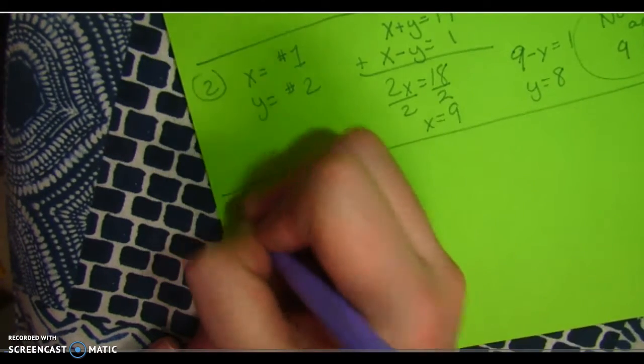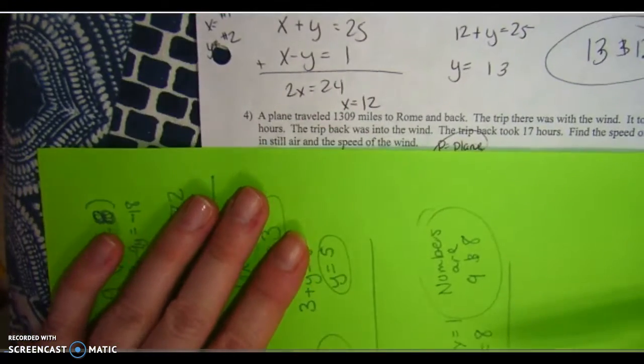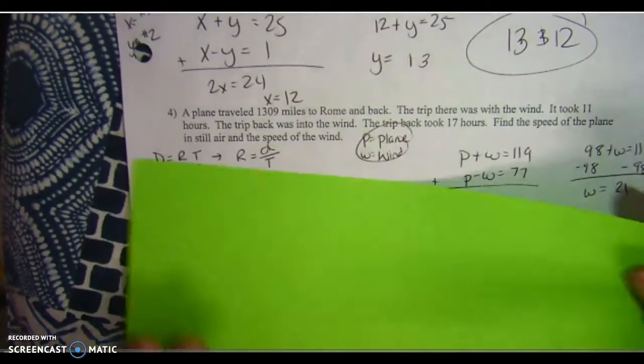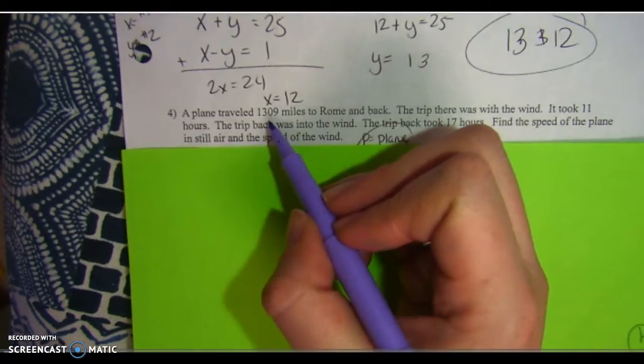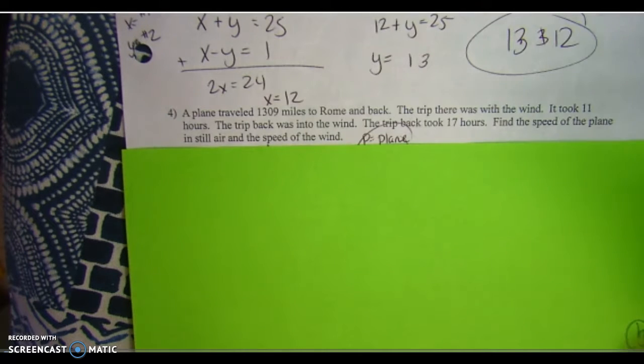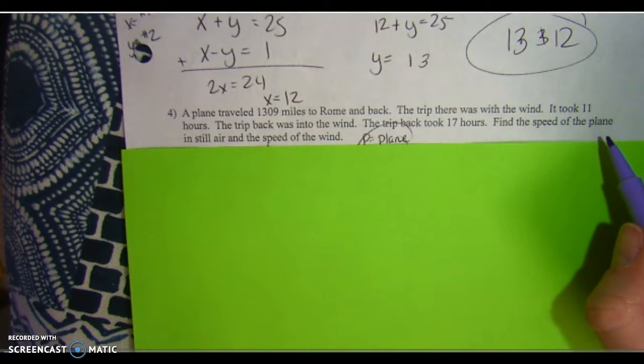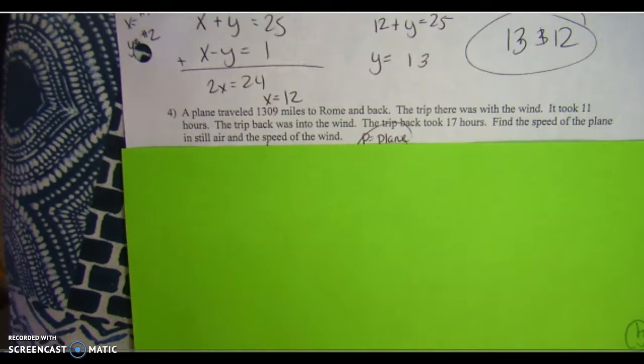Okay, now comes number 4. Number 4 looks very similar to what we have done in the past. So it says a plane traveled 1,309 miles to Rome and back. The trip there was with the wind. It took 11 hours. The trip back was into the wind. The trip back took 17 hours. Find the speed of the plane in still air and the speed of the wind.